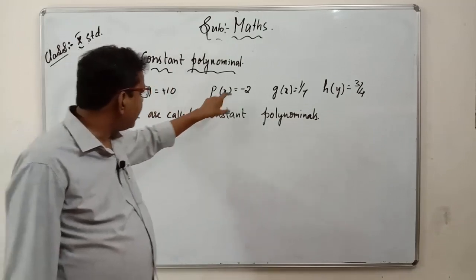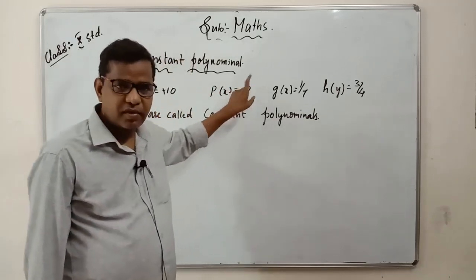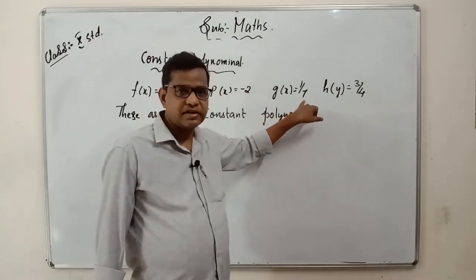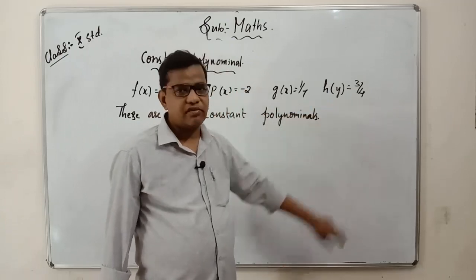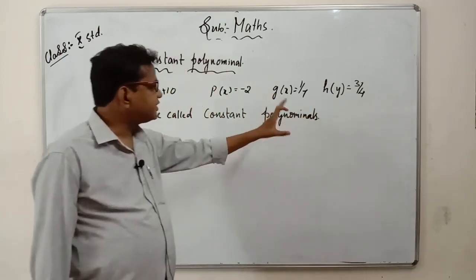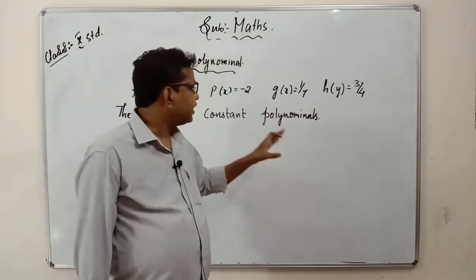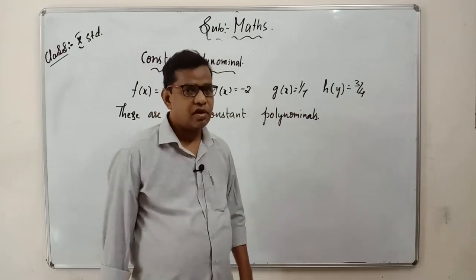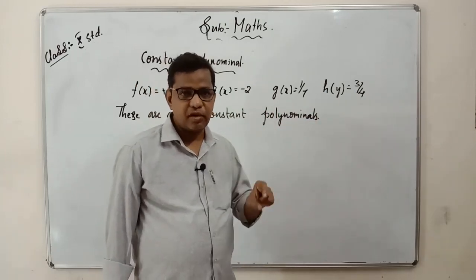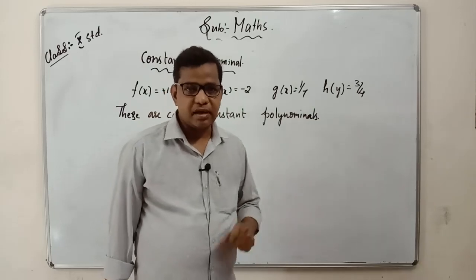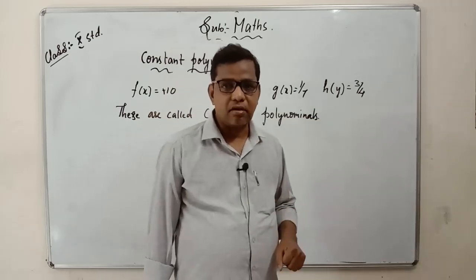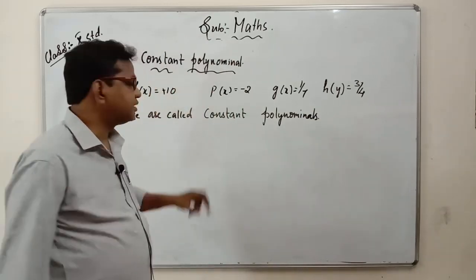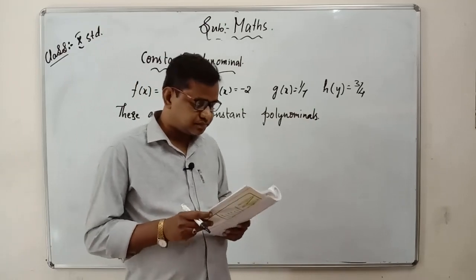And here minus 2 is there, so minus 2 will always be minus 2, and 1 by 7 will always be 1 by 7, and 3 by 4 will always be 3 by 4. So the value doesn't change at any time, whether it is 10, minus 2, 1 by 7 or 3 by 4. These types of constants where the value is exactly the same, where the value doesn't change, are called constant polynomials.